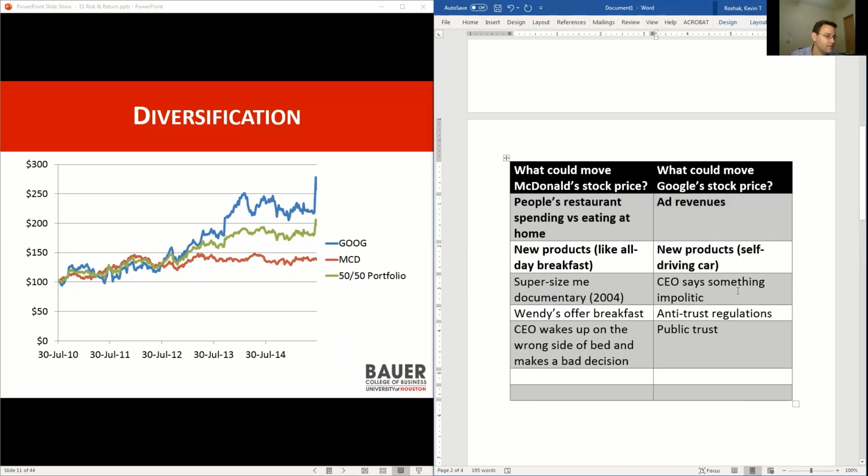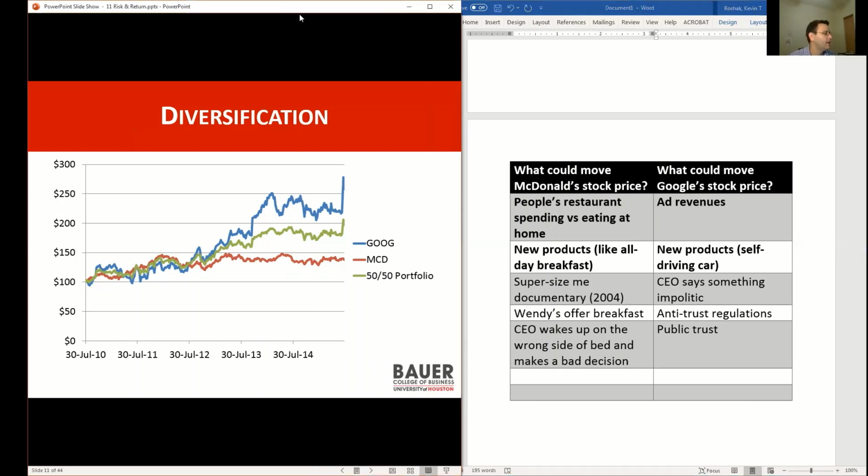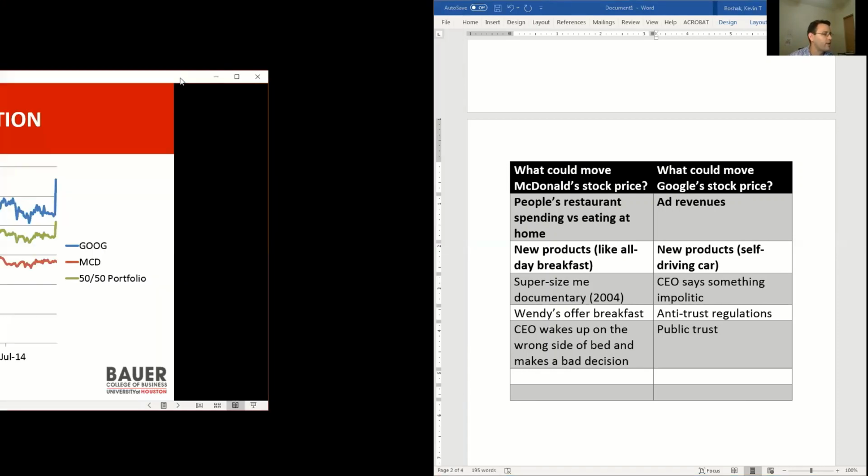We can move down and if the CEO just kind of blunders a little bit, well, that's not due to the overall economy. That's just you got unlucky one day. Again, public trust and antitrust regulations, these are probably not driven by the overall economy. These are just kind of idiosyncratic things that could lead to bad days for Google. So we have all these different wiggles, and we'll see how they kind of interact.